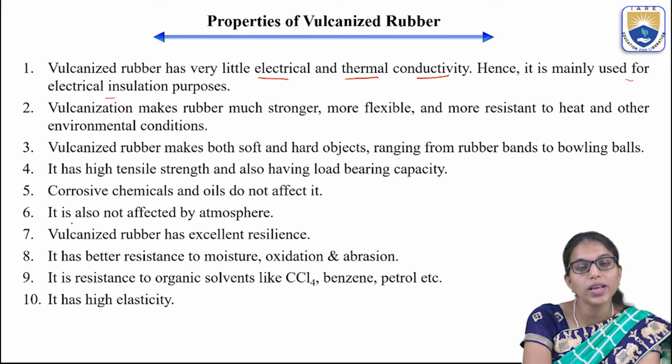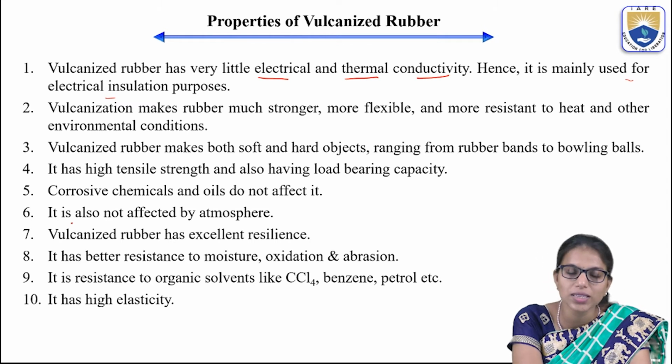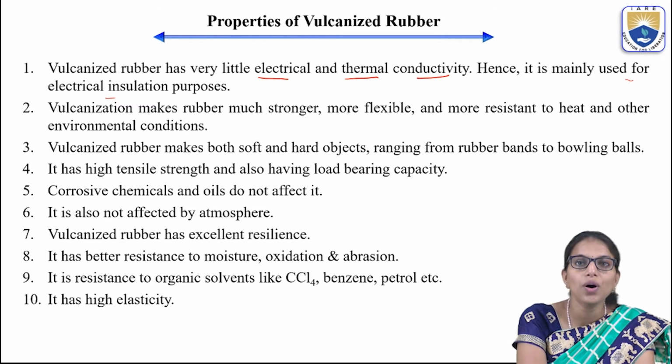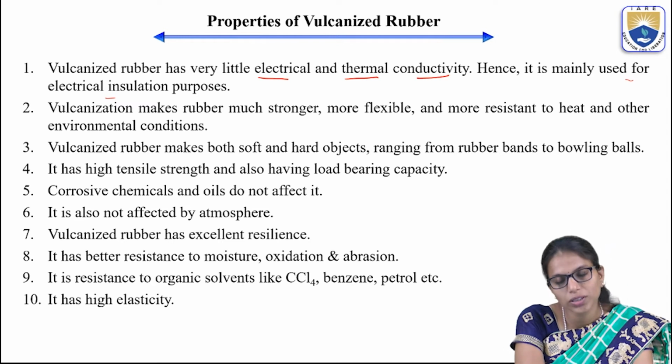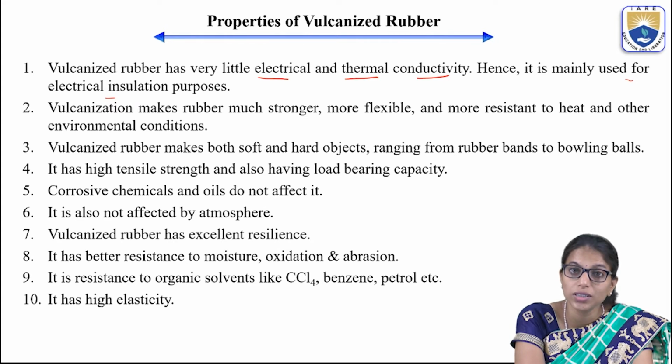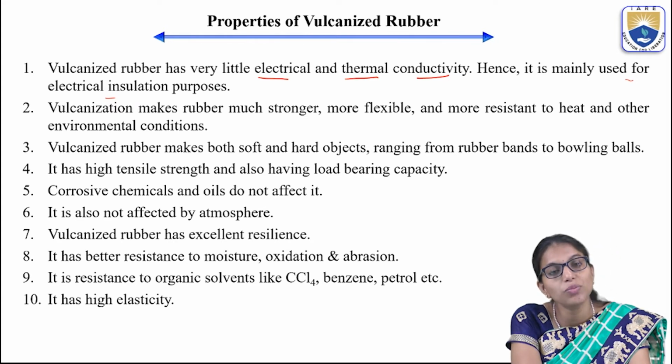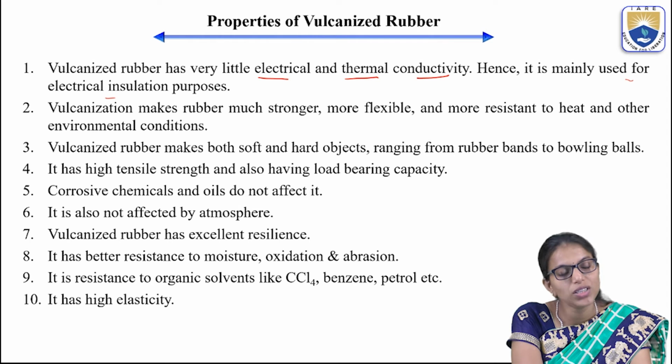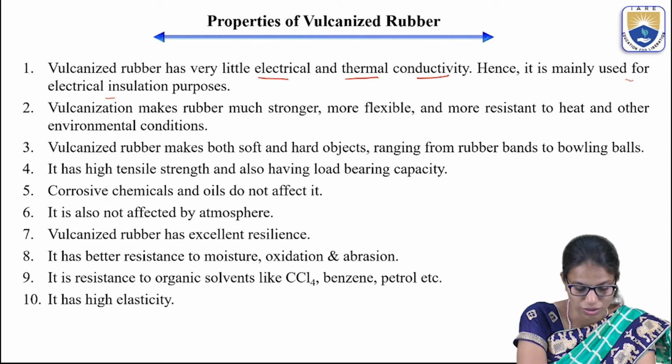Now coming to the next property: corrosive chemicals, as I have said earlier, and oil do not affect it. It is also not affected by the atmosphere, and vulcanized rubber has excellent resilience. Resilience again means elasticity. That means it has more flexibility and elasticity.